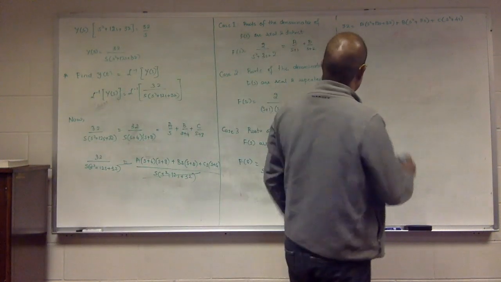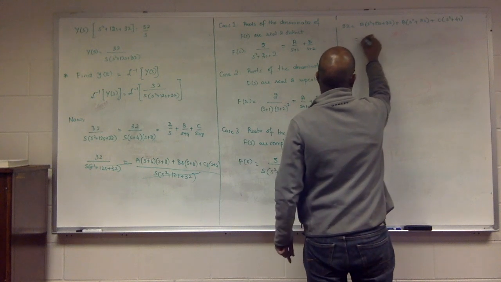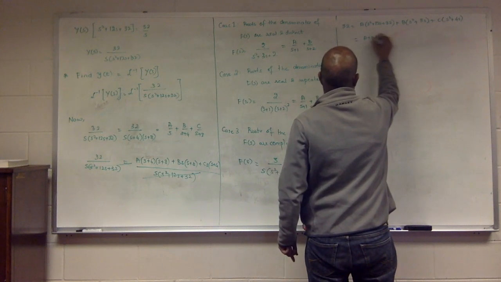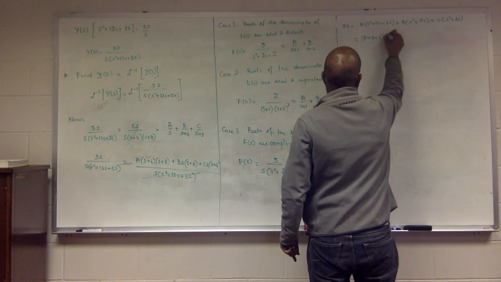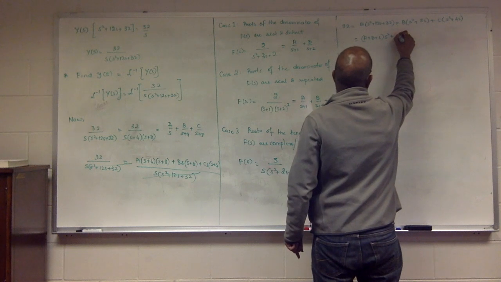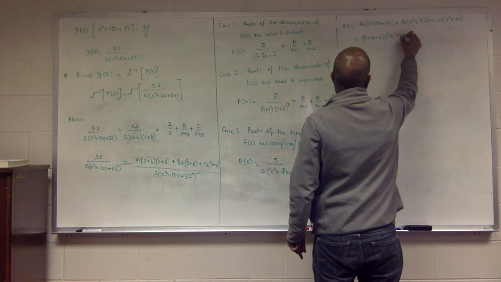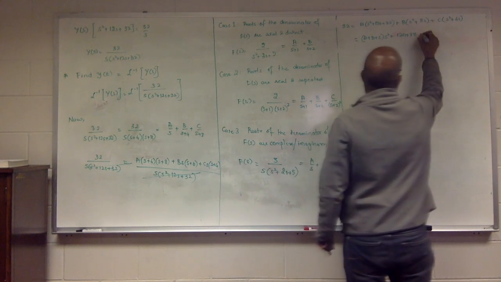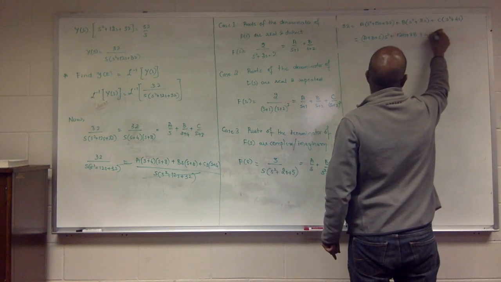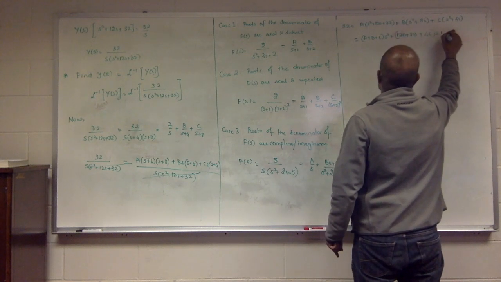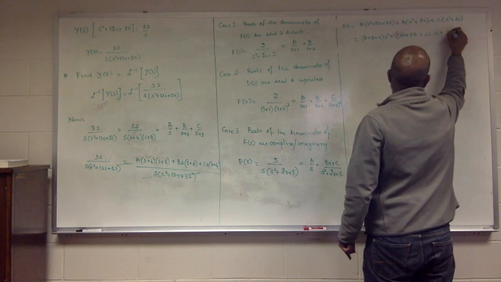I solved this. That's what I'm going to get. So here, if you look at this, it can be written as, see if you follow this, A plus B plus C times s square, plus 12A plus 8B plus 4C into s, plus 32A.